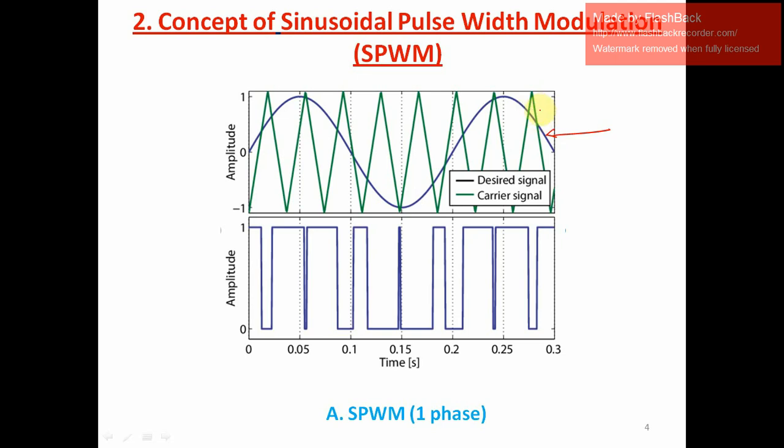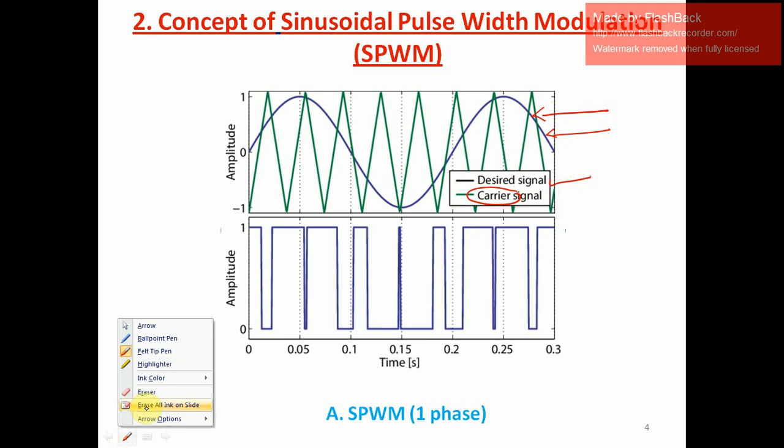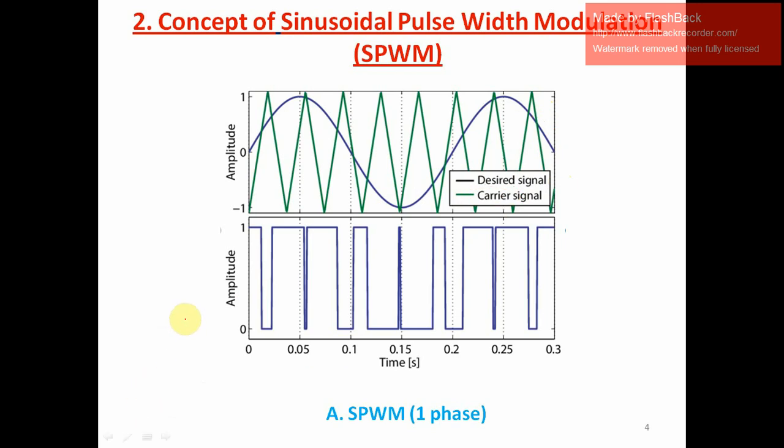You are looking here, you must be aware of. And this is a triangular waveform. So the triangular waveform is called the carrier waveform, and the sinusoidal waveform is called the desired waveform, reference waveform, or modulation waveform. So our modulation waveform is sinusoidal, and the carrier waveform is a triangular waveform. So we can have different types of carrier waveform.